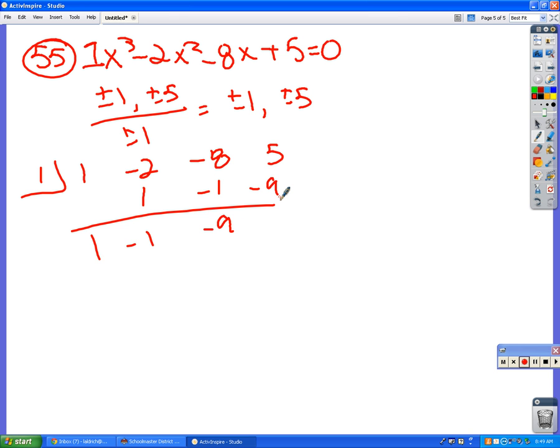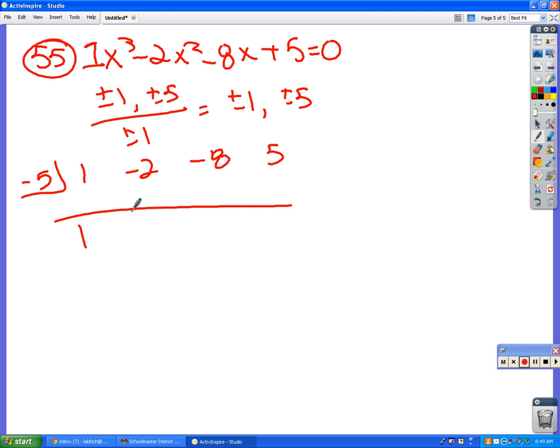It doesn't work. Negative 1? Close. Negative 5. Isn't that the only other option? That's the only one we haven't tried yet. Nothing works. Okay, nothing works.